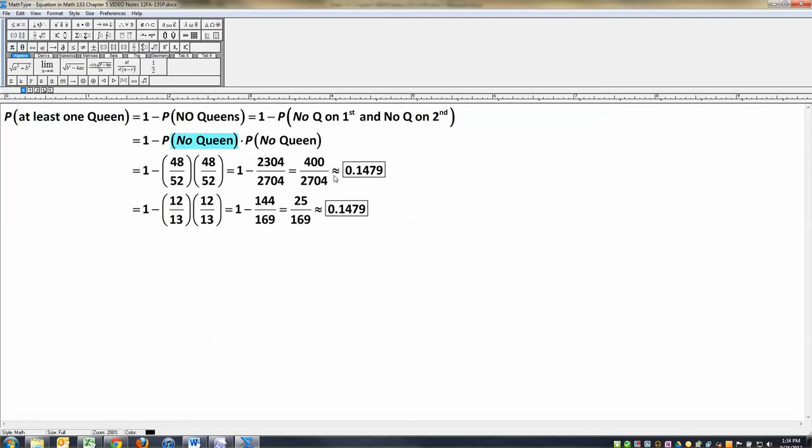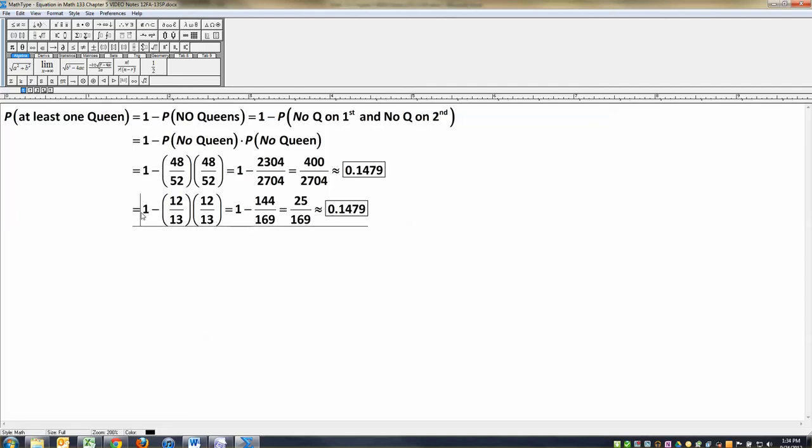There's 2 ways you can do this. It'll work either way. So you can say, okay, no queen, that's 48 no queen cards because there's 4 queens, so there's 48 non-queens, times another 48 non-queens out of 52. And that gets you this ugly fraction, and then you take it away from 1, which gets you this, and that's your decimal. Cool, that'll work.